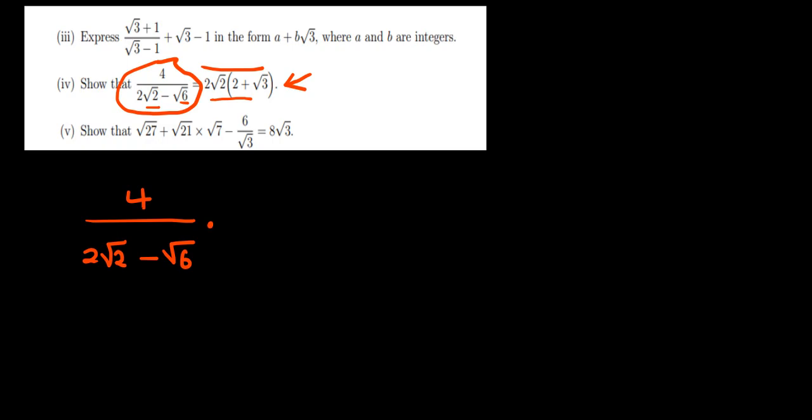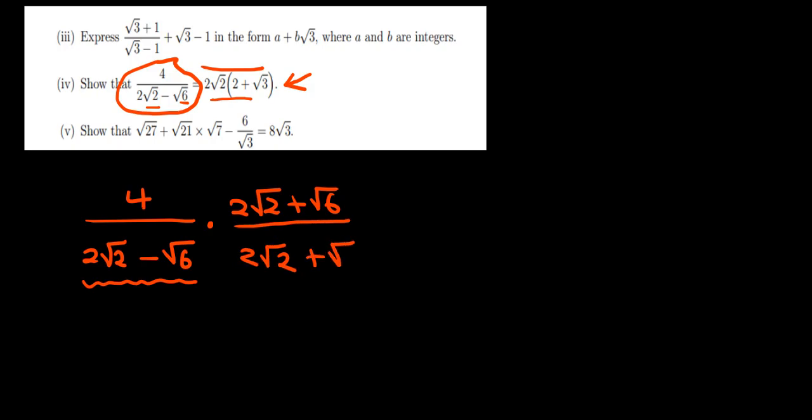We're just going to multiply by the conjugate. The conjugate is this same expression but with a different sign. So if you have a minus, in a conjugate you're going to have a plus. We're going to multiply by the conjugate, both the numerator and the denominator. So it will be 2 root of 2 plus root of 6 divided by 2 root of 2 plus root of 6.